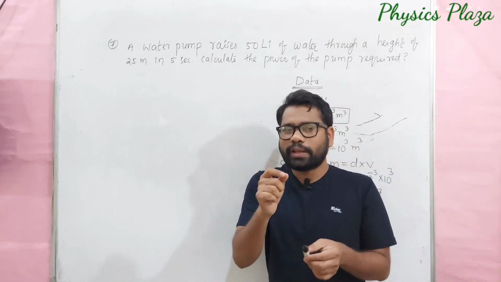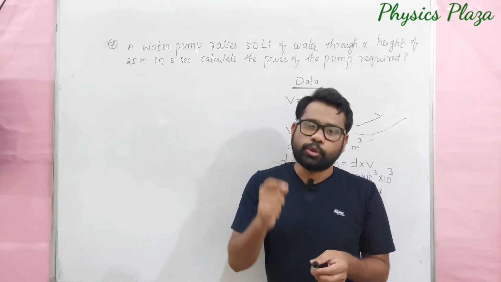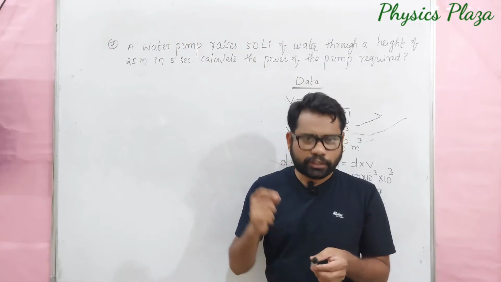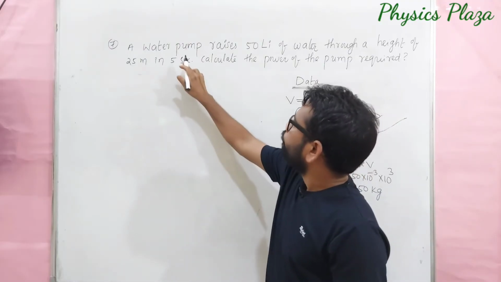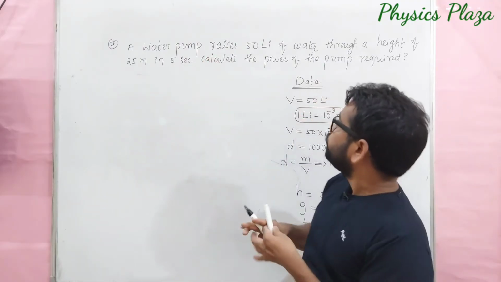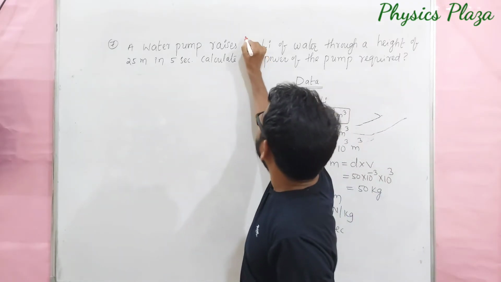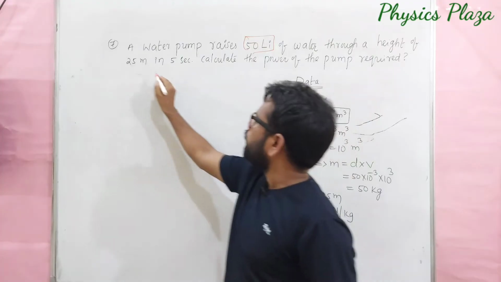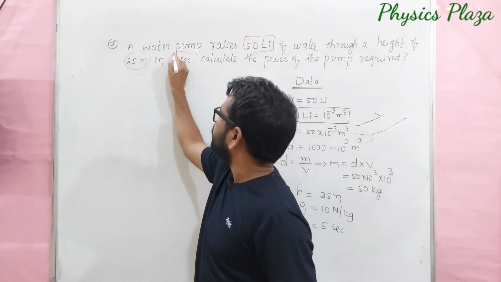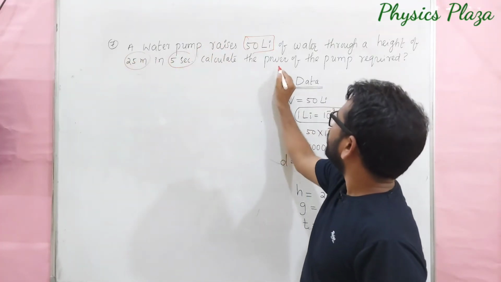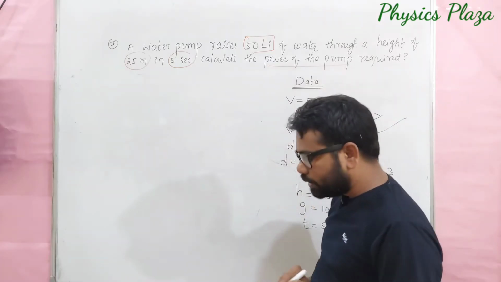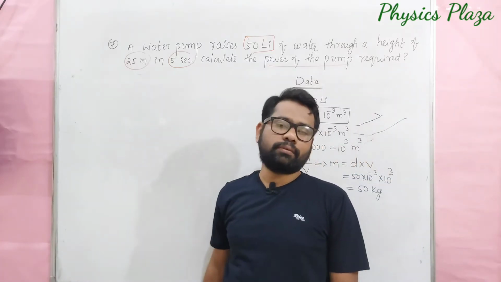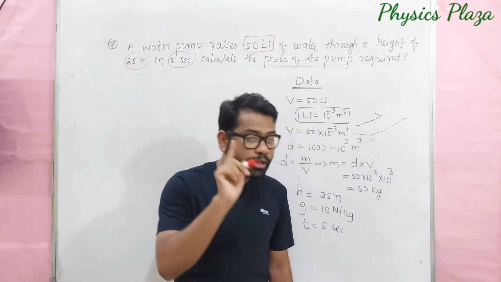Children, this numerical is a little bit different from previous numericals. Why is it different? Just look here. It is given that a water pump raises 50 liters of water through a height of 5 meters in 5 seconds. So they are asking us to calculate the power spent. Children, here nowhere is mass given. Mass is not at all given. So mass is to be calculated.